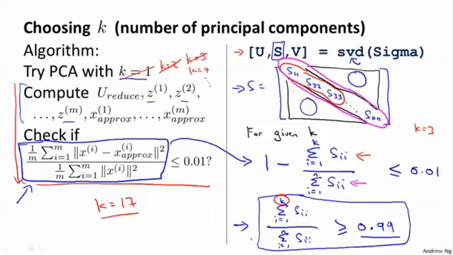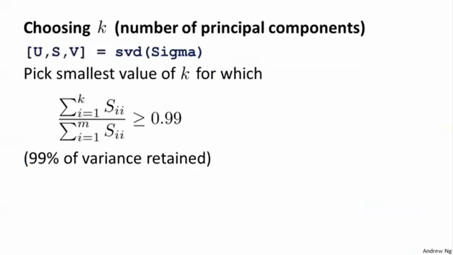So this procedure is much more efficient, and this can allow you to select the value of k without needing to run PCA from scratch over and over. You just run SVD once. This gives you all of these diagonal numbers, S11, S22, down to Snn, and then you can just vary k in this expression to find the smallest value of k so that 99% of the variance is retained. So to summarize, the way that I often choose k when I'm using PCA for compression is I would call SVD once on the covariance matrix, and then I would use this formula and pick the smallest value of k for which this expression is satisfied.